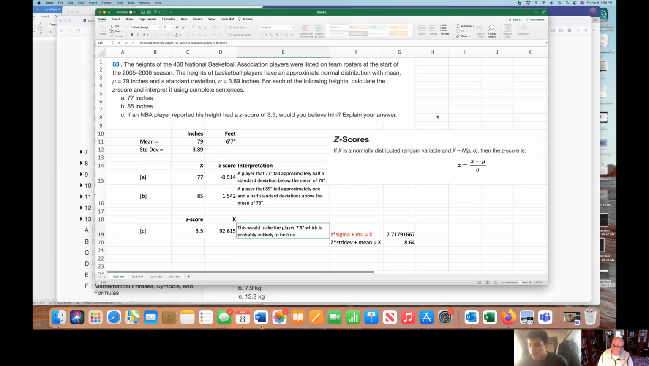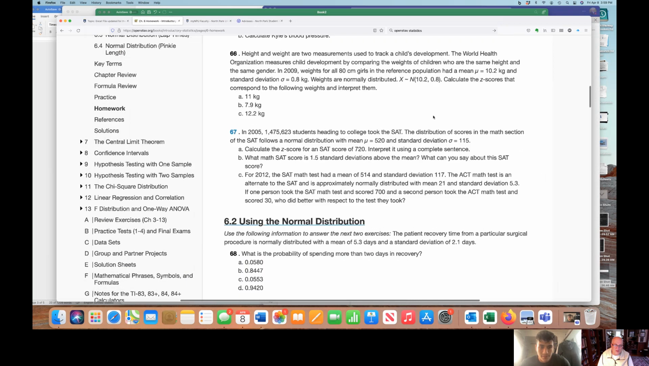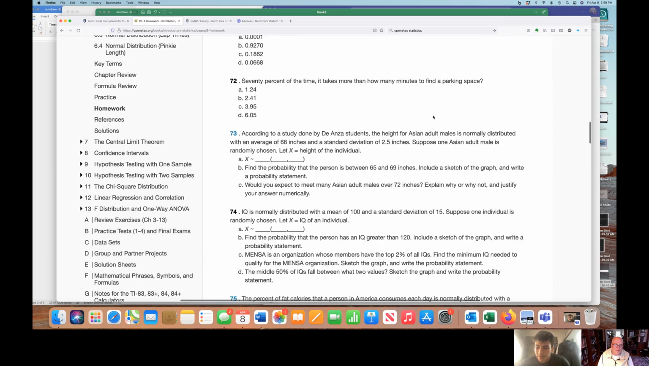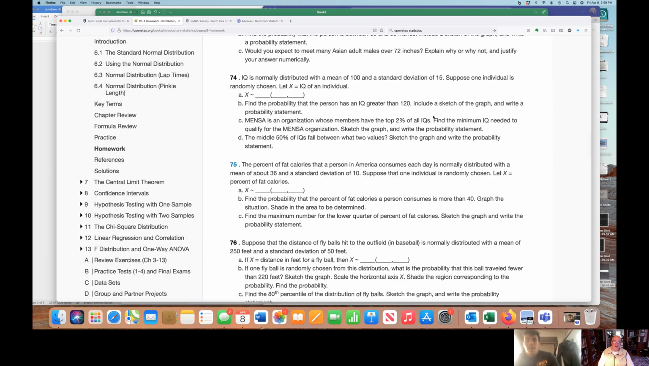So what do we do here? We had 60, that was 64, and we had to do 74. What's 74? Using a normal distribution, IQ is normally distributed with a mean of 100, standard deviation 15. Suppose one individual is randomly chosen. Let X equal the IQ of the individual, and then they ask you all these questions about it, right? There's D parts to that one, and the ones before and after it don't have a D part.